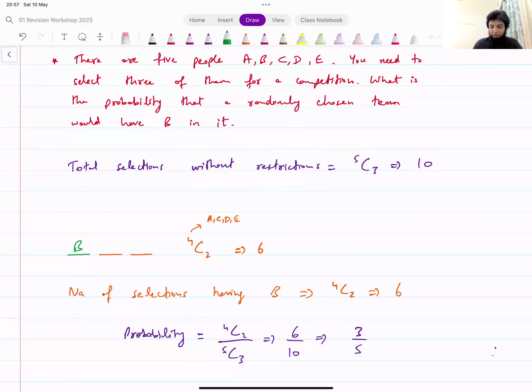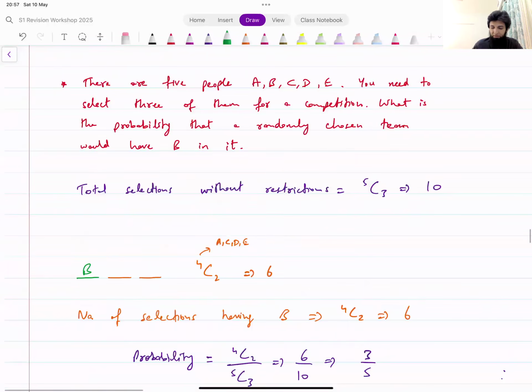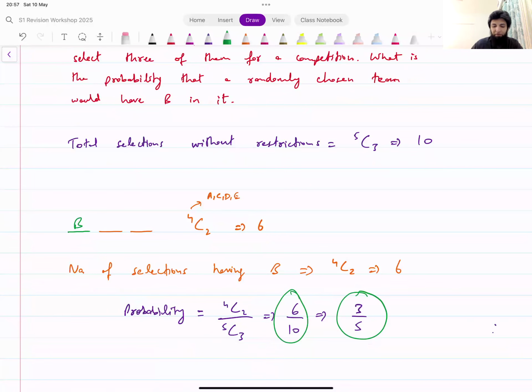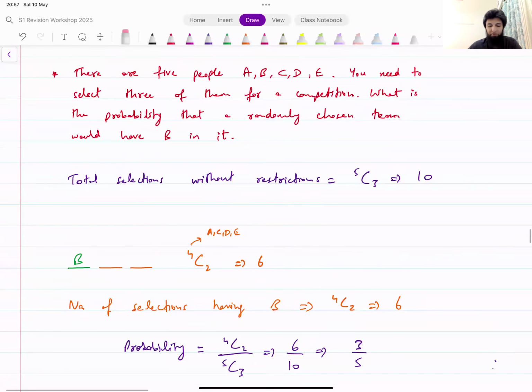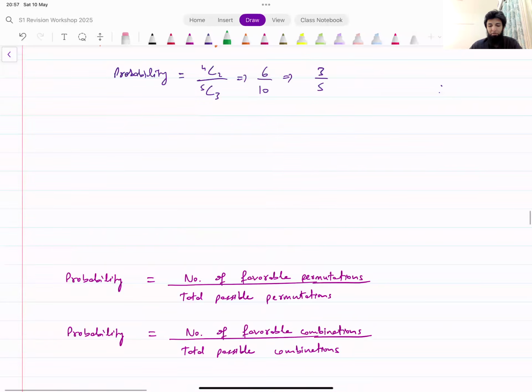What's the probability going to be? 6 divided by the total, which is 5C3. That's 10. 6 over 10, that gives you the result 3 over 5. That's the probability that we were looking for. So you can find probability like this as well. Find the number of favorable combinations, the combinations that satisfy the condition, divide that by the total number of combinations, and that gives you the result. Sometimes it can become a bit more complicated.